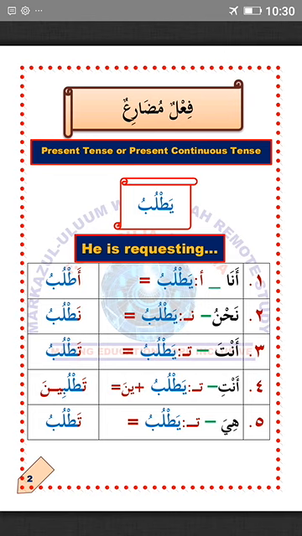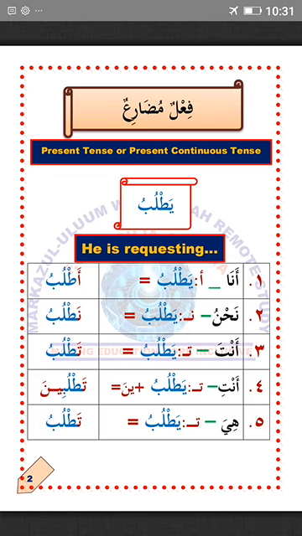Ithnan, number two. Nahnu, we. So how do we change the verb yatlubu to suit nahnu? All you need to do is to detach ya'un and attach nunun. So the verb yatlubu will now become natlubu, which means we are requesting. Thalatha, number three. Anta, you, representing a single male person. So how do we change the verb yatlubu to suit anta? All you need to do is to detach ya'un and attach ta'un. So the verb yatlubu will now become tatlubu, which means you are requesting.